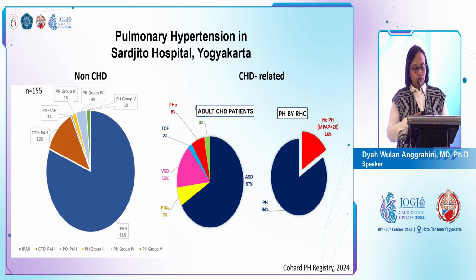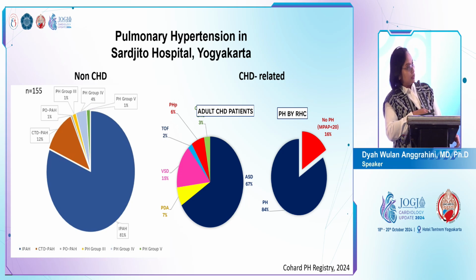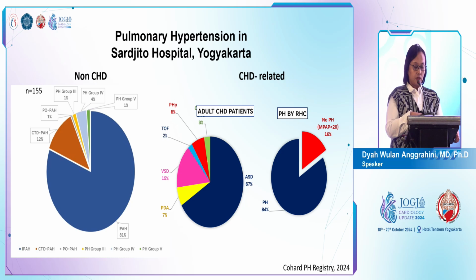So I will show you the burden of pulmonary hypertension in our hospital. In non-congenital heart disease, pulmonary arterial hypertension, the group 1, accounts for the majority of the patients who come to us in cardiology. We still have underdiagnosis of patients with portopulmonary hypertension, those with PH due to lung disease, those with post-pulmonary embolism, and also the unclear mechanism, including those with left heart disease. So these patients seem to be still undermanaged in our hospital.